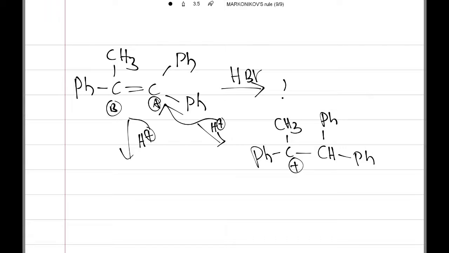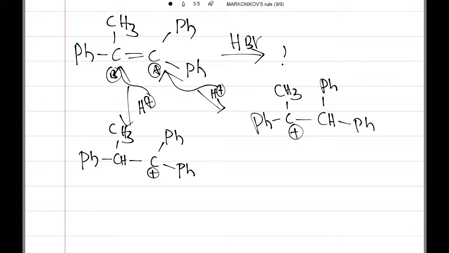And if it is attached to the B carbon, what intermediate can we get? PhC, CH3, and hydrogen, now with a positive charge on carbon, with Ph and Ph. Now which is the most stable intermediate here? Here we have two phenyl groups adjacent to the carbocation, that's why this is the most stable. Here we have only one phenyl group adjacent to the carbocation, so this is less stable compared to the other one. That means this is the most stable intermediate.